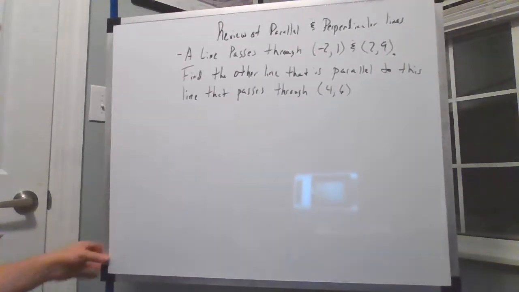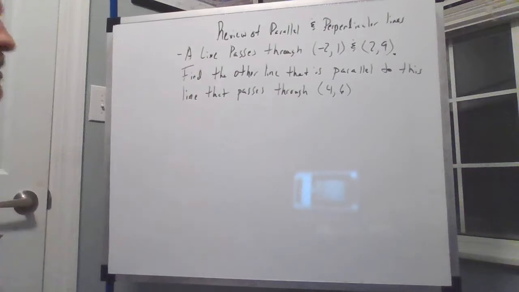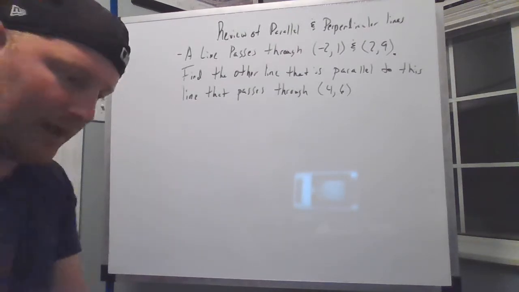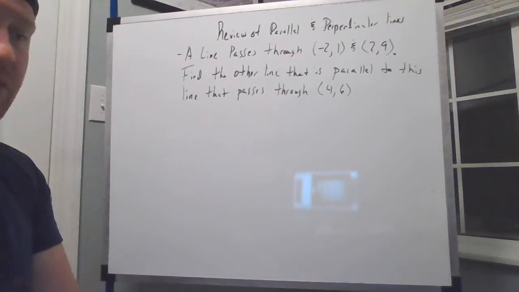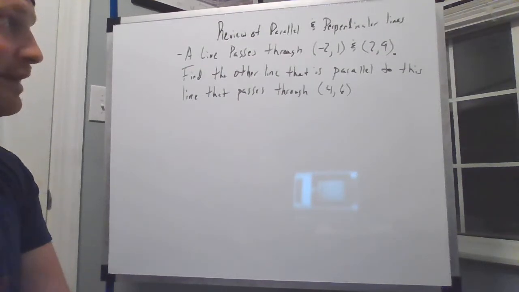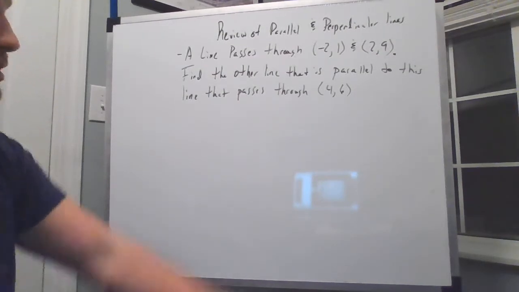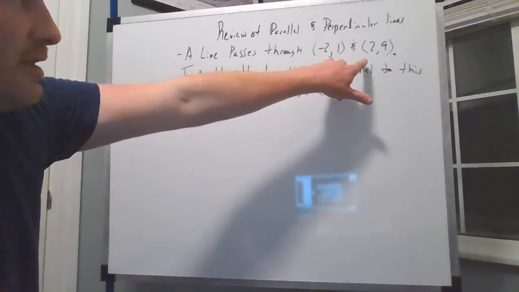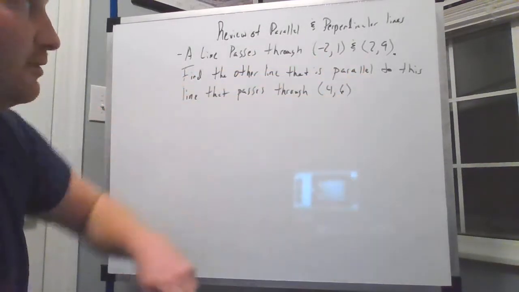So first one's going to be a line passes through -2, 1, and 2, 9. Find the other line that is parallel to this line that also passes through 4, 6. So you got to do a couple things, and I came up with this problem because I saw quite a few of you were forgetting how to make the equation of a line. So let's do that first. Let's find the equation of this line, then we'll get to this question.